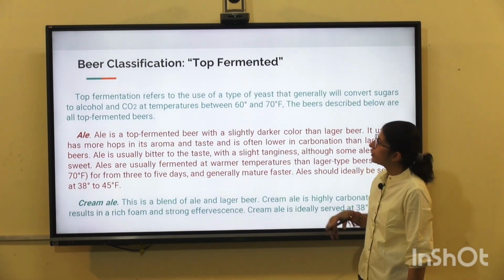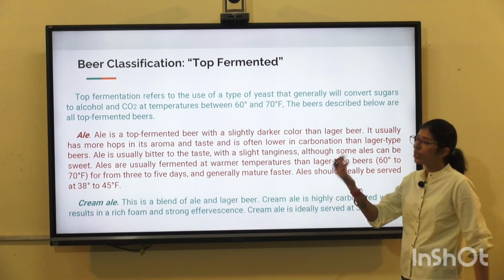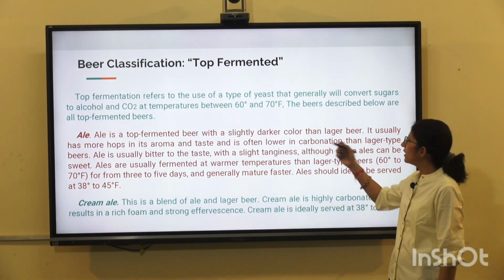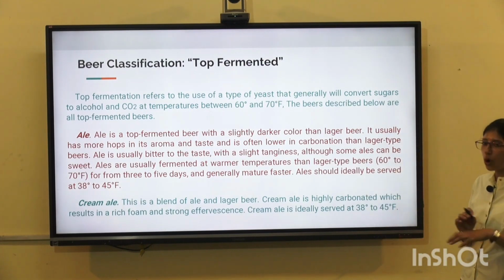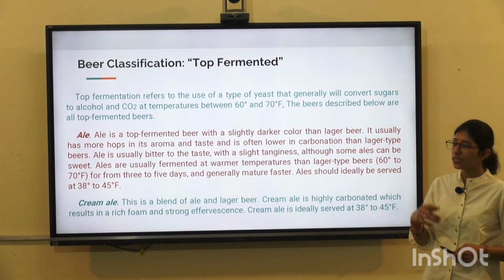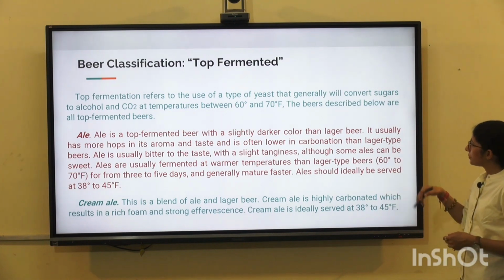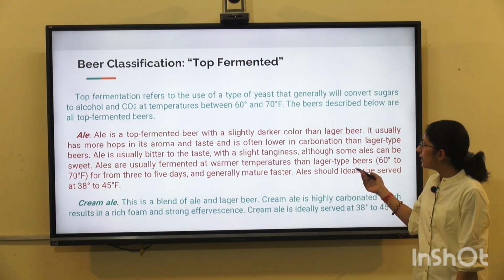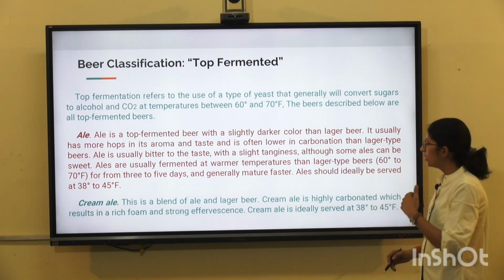Now, this is the top fermented beer, as we have already discussed about the top fermenting beers, and one of them is ale. Ale is slightly darker than the lager, and usually has more hops and aroma in itself. The taste is often lower in carbonation as compared to the lager type of beer. Ale is usually bitter to the taste, with a slight tanginess on the tongue.